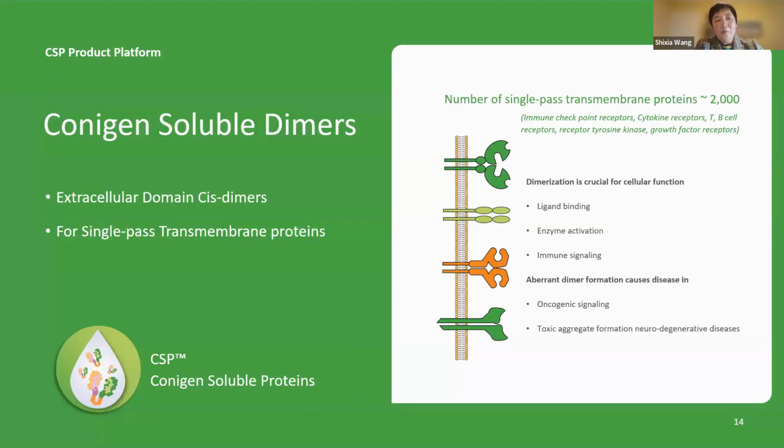In the next section, I'm going to discuss the Conigen soluble protein dimer platform. This protein dimer platform focuses on the extracellular domain of single transmembrane domain proteins. They are naturally dimers.